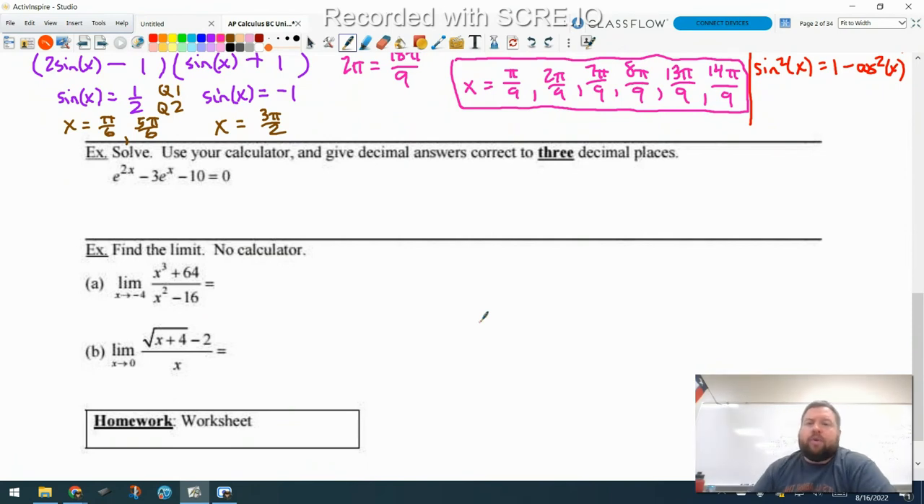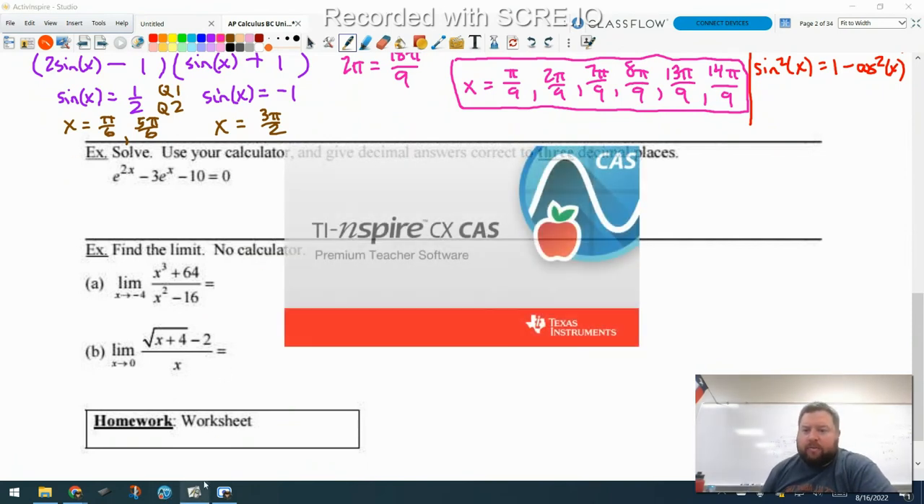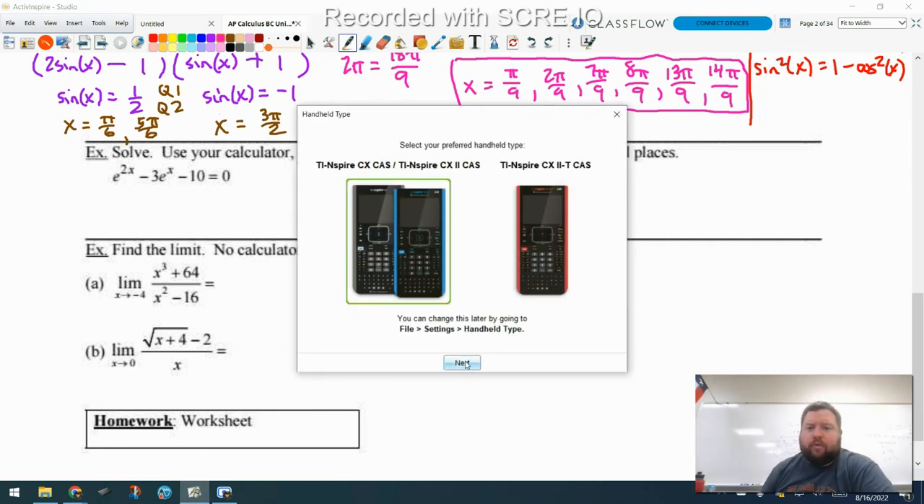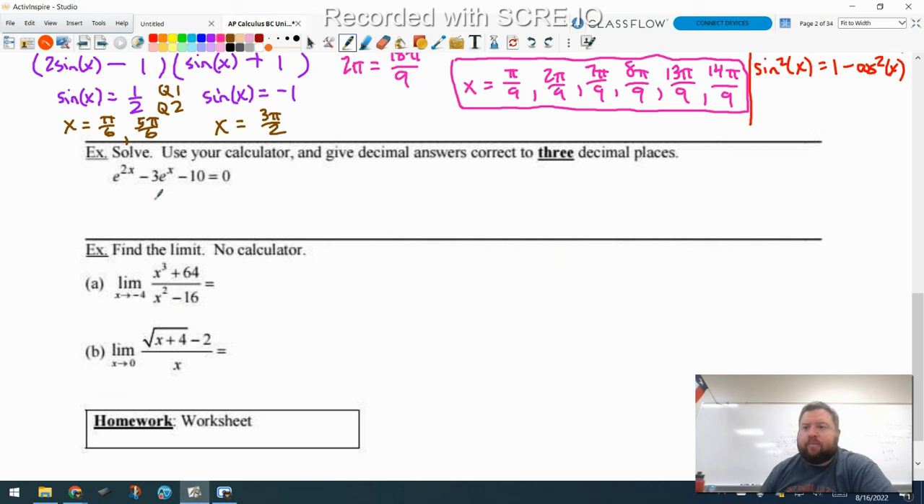All right, quickly, we're going to solve this next one. It says use your calculator, so I'm going to get that loading up while we work the problem. We still have to do some algebra here before we use our calculator. This is a quadratic equation: squared, first power, constant. So we factor.